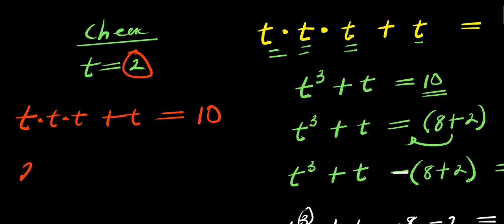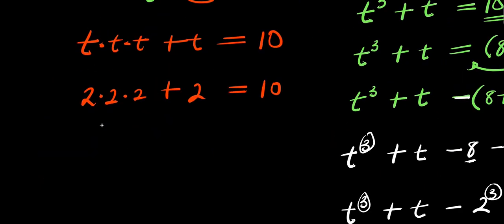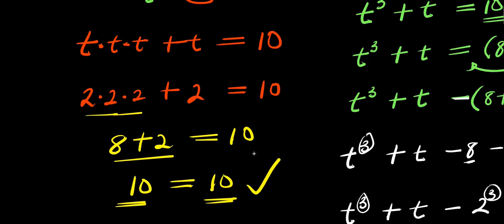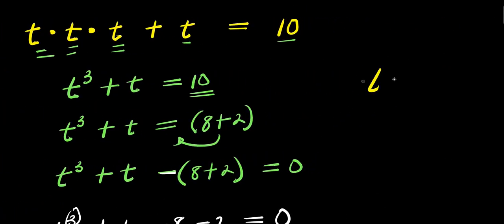That's 2 times 2 times 2 plus 2, is this 10? So right here, we are going to have 2 times 2, 4, 4 times 2, 8. We have 8 plus 2, is this 10. Obviously, 8 plus 2 is 10, and this equals 10. Left hand side equals right hand side. This is correct. Now, this shows that our answer here is correct, which is t equals 2.